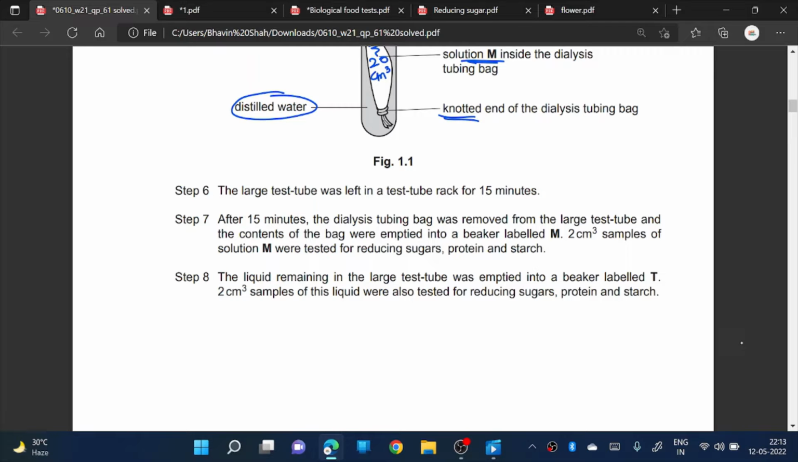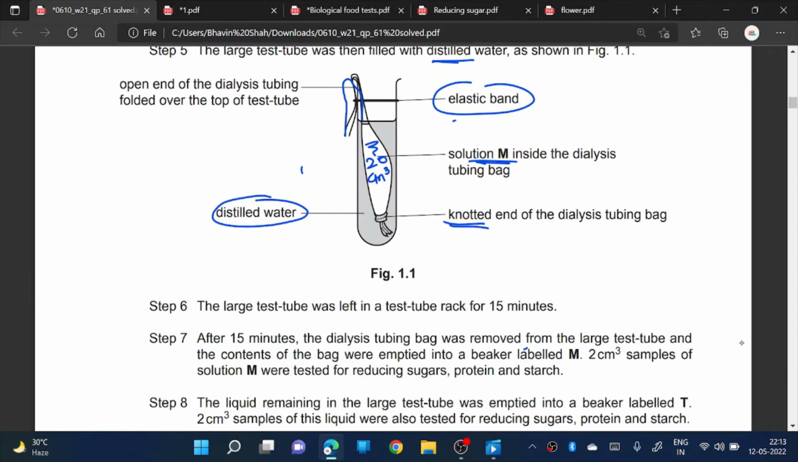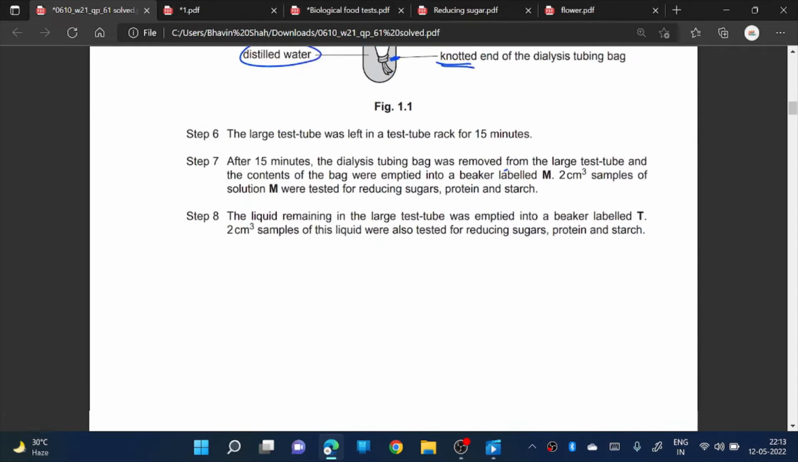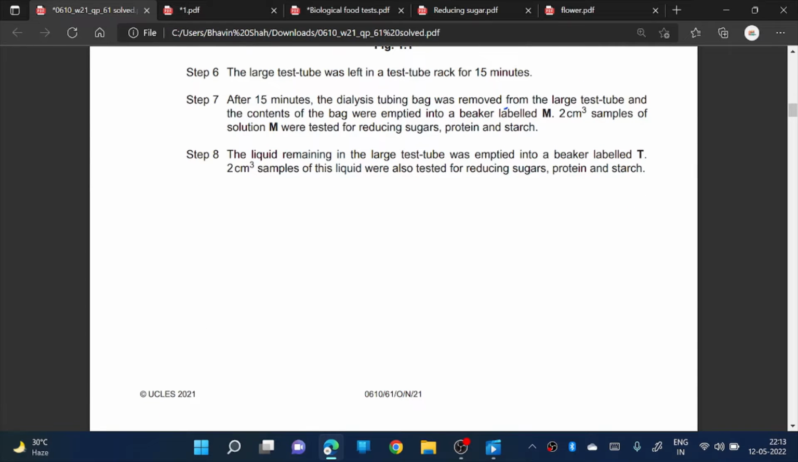After 15 minutes, the dialysis tubing was removed. So they have kept this in this condition for 15 minutes, and after 15 minutes, the dialysis tubing inside and the water outside are both going to be tested. So here the outside was the beaker which was labeled T. 2 cm cube of the samples of liquids were tested for reducing sugar, protein and starch.